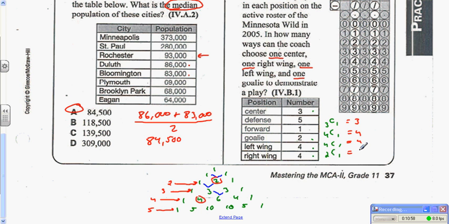Now again, you can do this on your calculator by using nCr, where you would put 3 nCr and then a 1. That's how you would do it, using a TI-83 or 84. But the more important part is what do you do with these numbers, and that is that you multiply them all. 3 times 4 times 4 times 2 gives you 96.